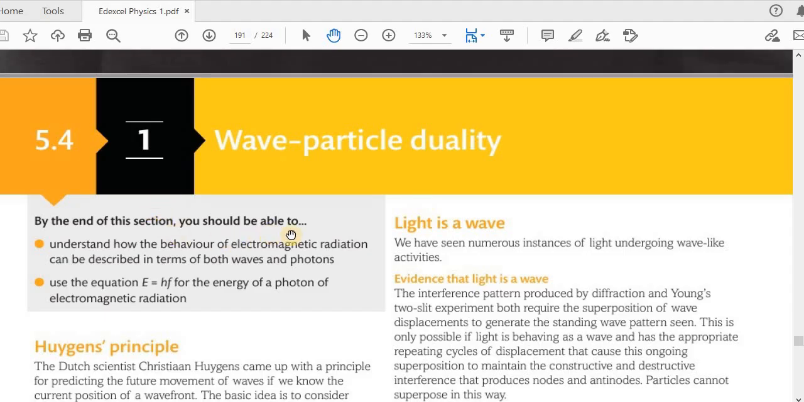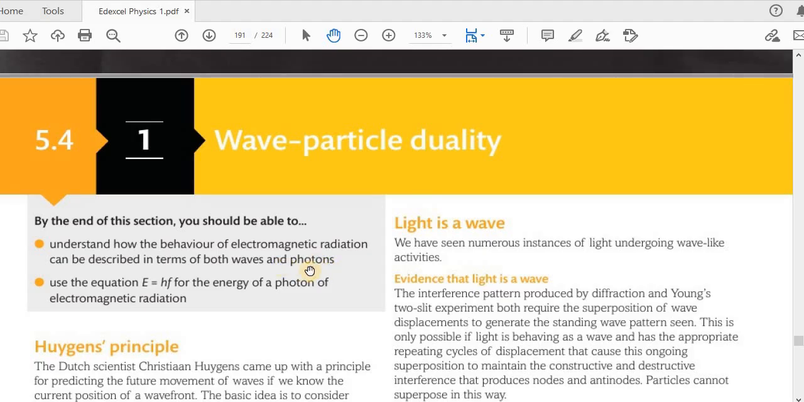By the end of this section, you should be able to understand how the behavior of electromagnetic radiation can be described in terms of both waves and photons. So we are starting with electromagnetic radiation. Like I mentioned earlier, electron also we can see, but first we will start with electromagnetic radiation. Now you already know electromagnetic radiation is a wave. Electromagnetic waves we say. So how can it be described in terms of photons?